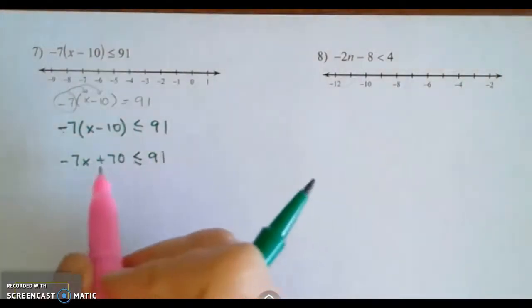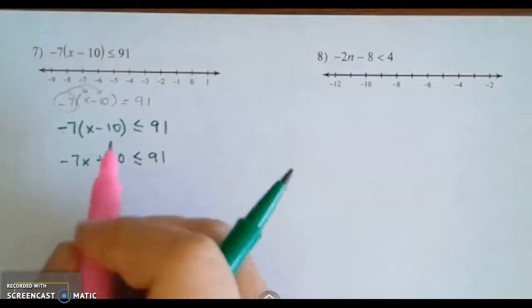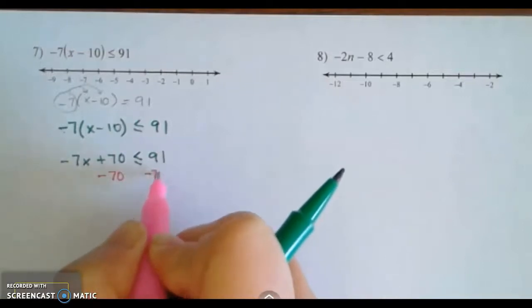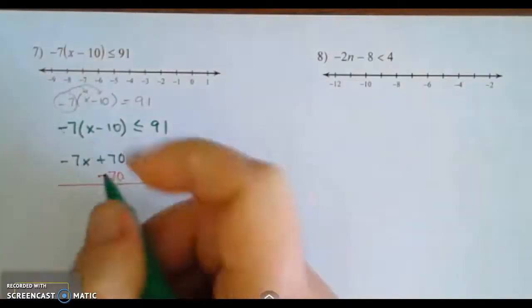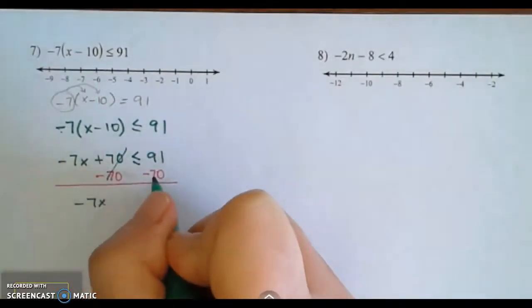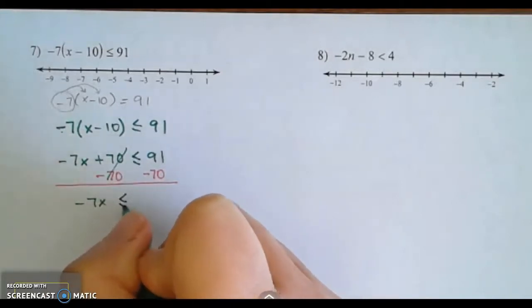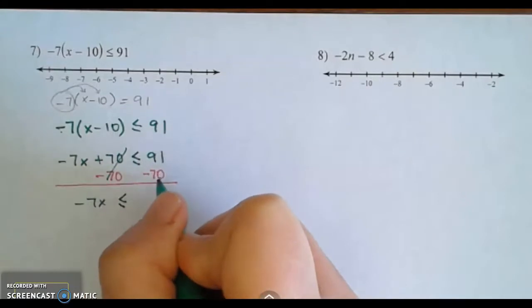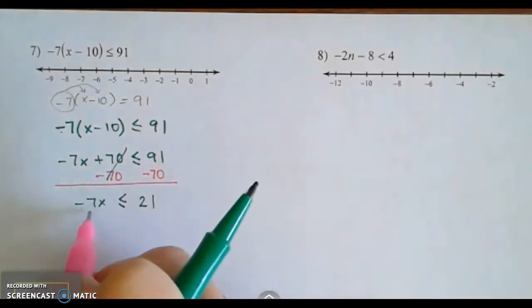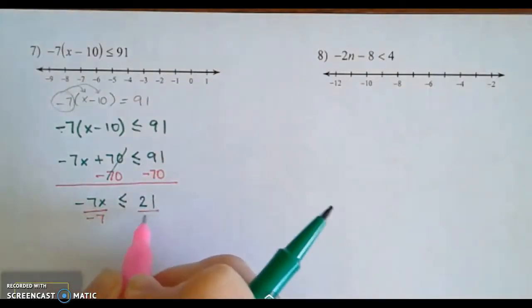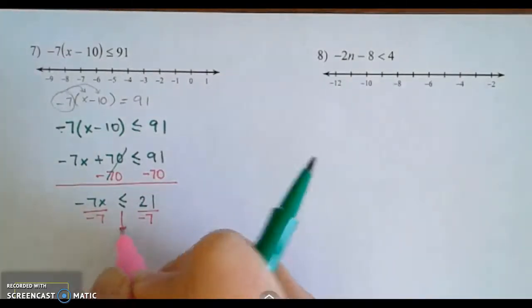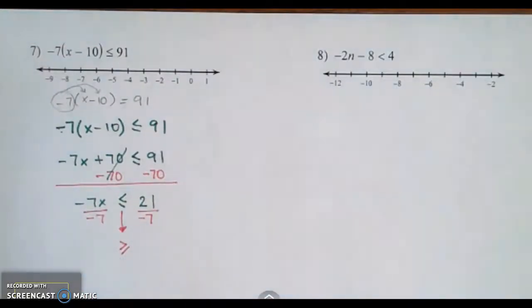Now I need to be doing the two-step equation solving. I need to get rid of this positive 70 by subtracting 70 from both sides. That leaves me with -7x is, okay, I just subtracted a number, so the inequality sign remains as it is. 91 minus 70 is +21. Now I need to divide both sides by -7. Okay, notice that I am dividing by a negative number. That means I need to flip. That's really important. I need to flip the inequality sign.